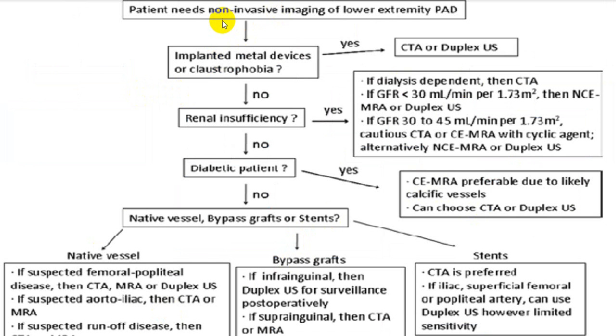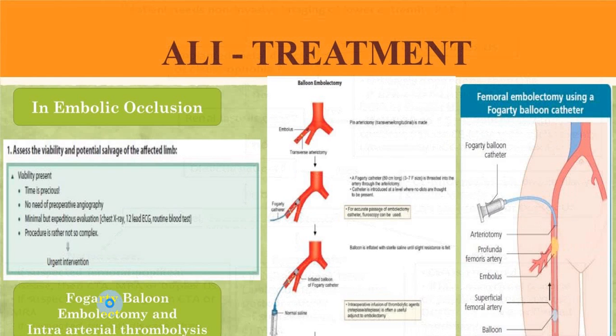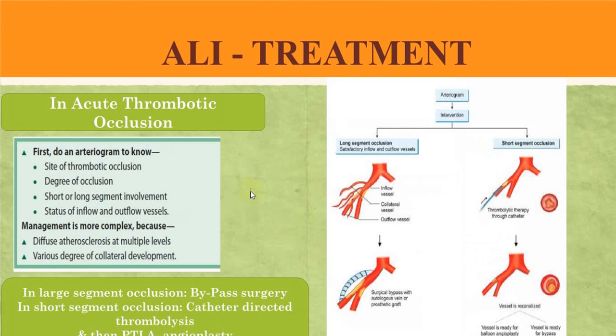This is another one, non-invasive imaging, and then depending upon that, you can go for bypass grafting, stenting, as well as treatment at the level of the original blood vessel which is being occluded. This is treatment of acute limb injury, where you will be required to revascularize as early as possible to prevent loss of tissue, like balloon angioplasty, embolectomy, or even go for intraarterial thrombolysis, etc.